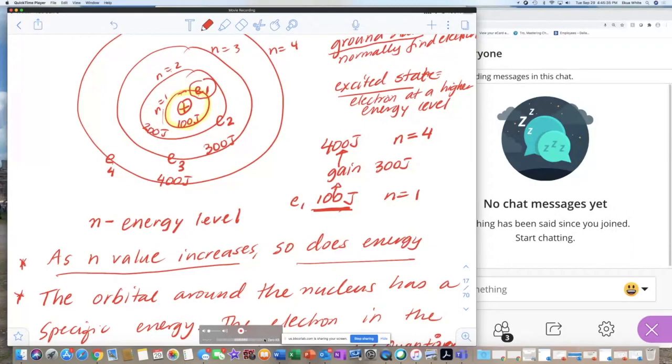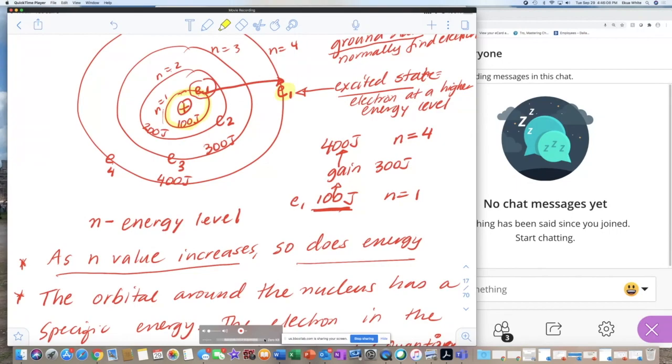All of a sudden, now you got electron 1, it has graduated to this level. Electron 1 is here. Electron 1 is now considered to be excited. It's like, yes, I have made it to energy level 4. We now have an electron 1 at energy level 4, a higher energy level. Why? Because it gained 300 joules of energy. Its new energy matches the orbit energy. So it's not violating any rules.